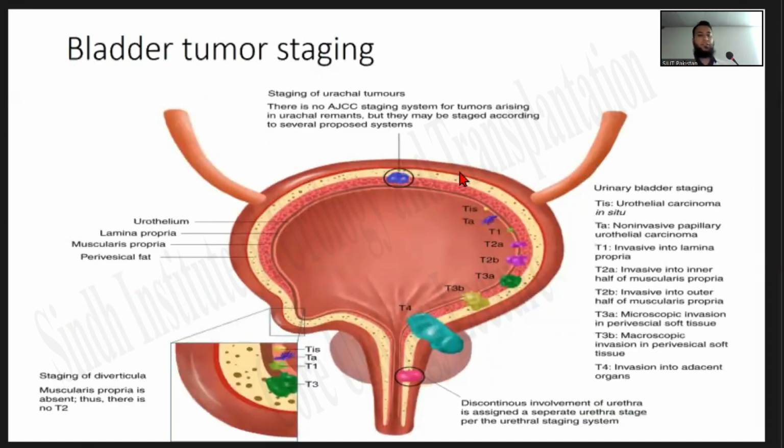For bladder tumor staging, we know TNM staging starts from TX, where the primary tumor is not assessed. T0 means no tumor is identified. Ta is non-invasive papillary urothelial carcinoma, and Tis is carcinoma in situ. T1 is when the lamina propria is involved, T2 when the muscle is involved, superficial and deep, T3 when the perivesical fat is involved, and T4 when the disease extends to adjacent organs.